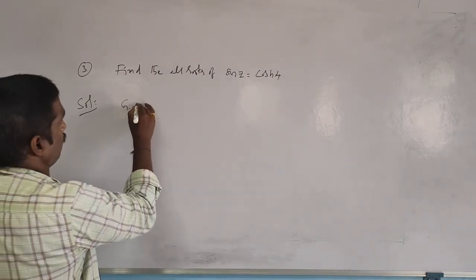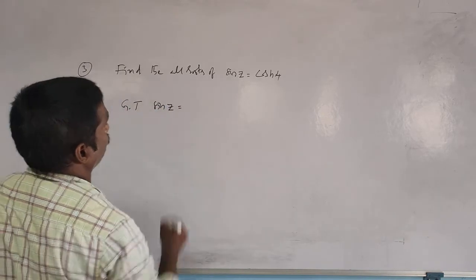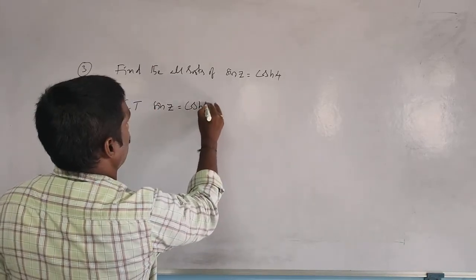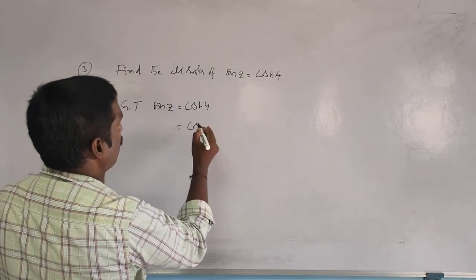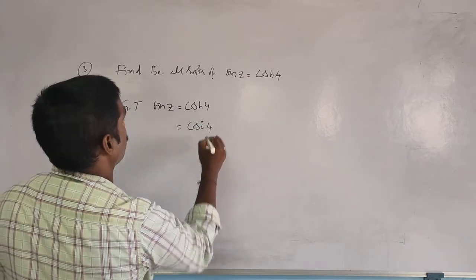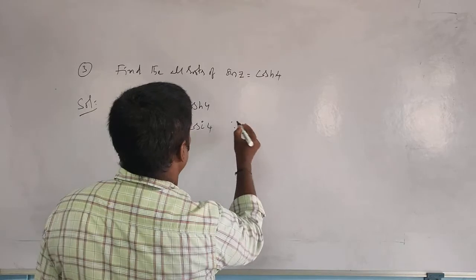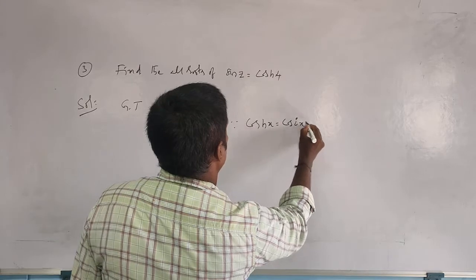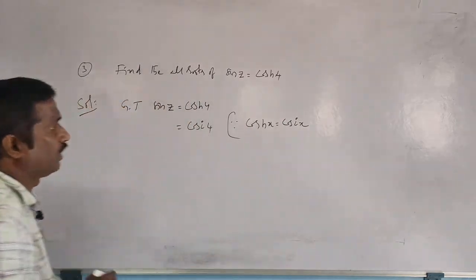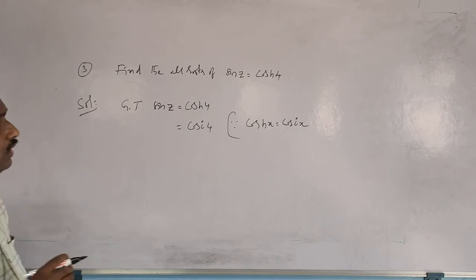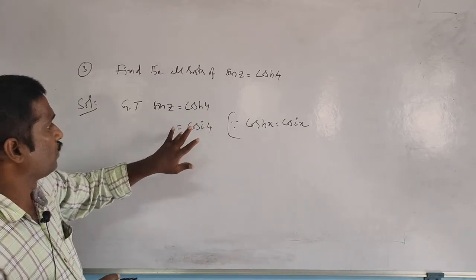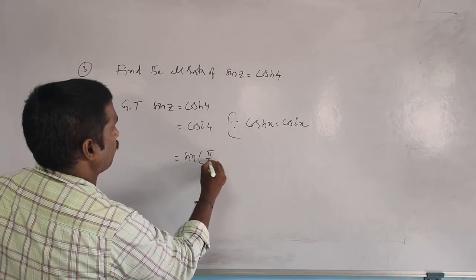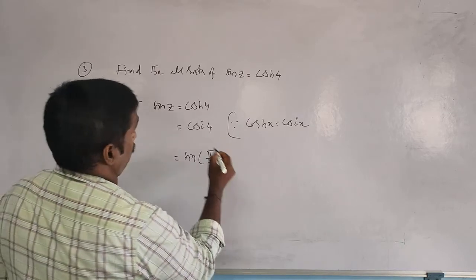Given that sin z equals cosh 4, cosh 4 can be written simply as cos of i into 4. The formula is cosh x equals cos ix. You know the formula, cosh x equals cos of ix. Applying the formula, cosh 4 equals cos i4. So that equals sin of pi by 2 minus i4.